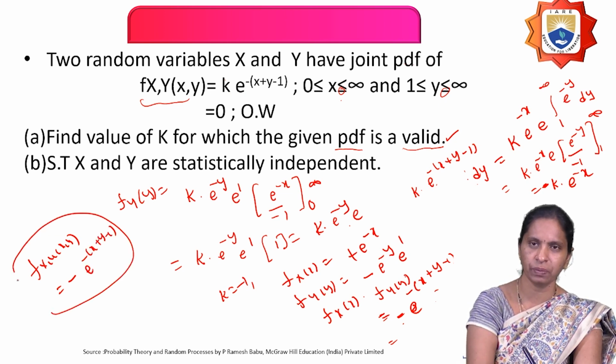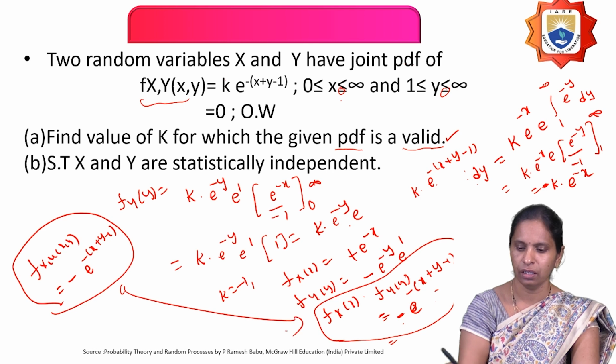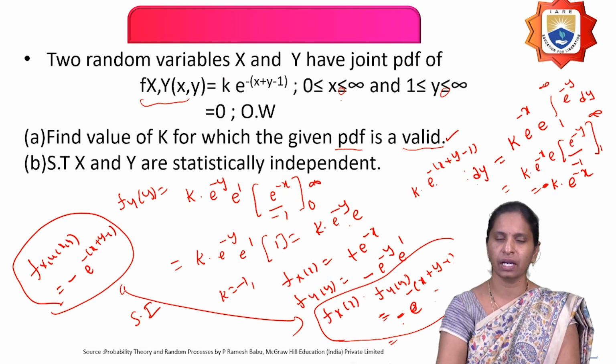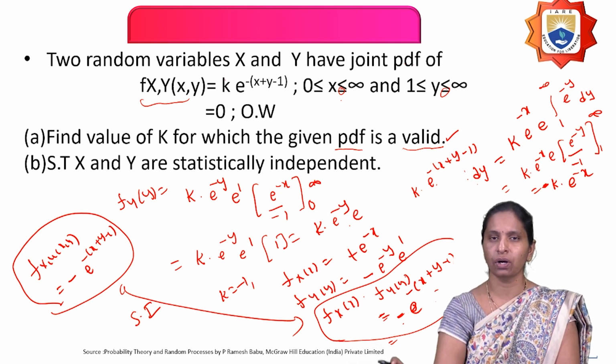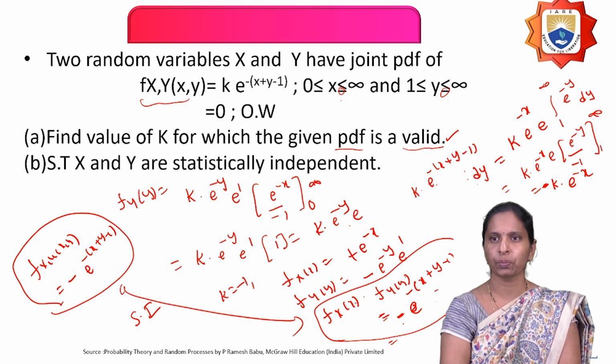Since fxy of x comma y is equal to fx of x into fy of y, you can say that these two random variables are statistically independent random variables. Therefore, what is the condition for statistically independent random variables? The joint density function fxy of x comma y is equal to the product of the marginal density functions. Then you can say that they are statistically independent.